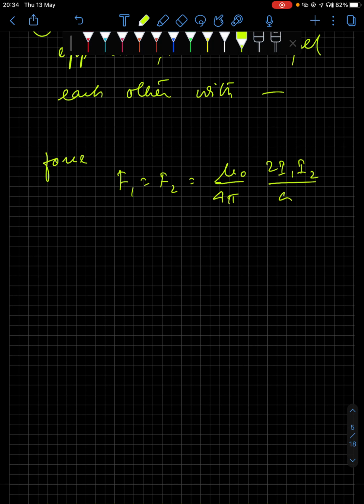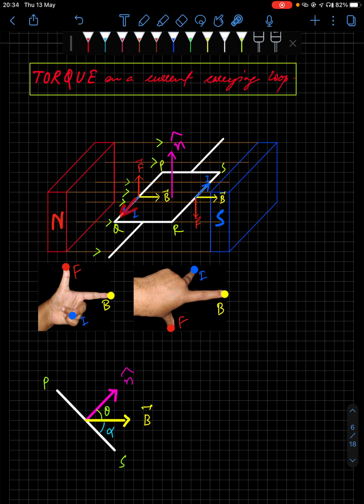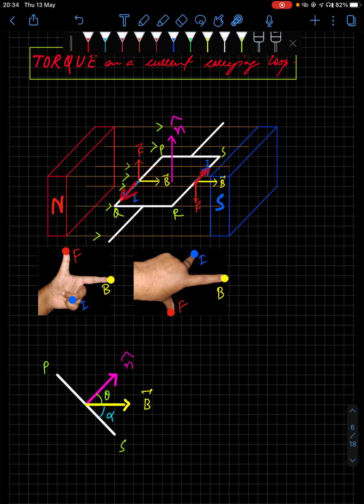Okay. So our next topic is torque acting on a current carrying loop. Now we consider a loop here. PQRS is a loop, right? And you see that the current is carried in the anti-clockwise direction. The blue arrows are showing you the direction of the current in the loop. And these are the north pole and south pole, the magnetic poles, in between which you have placed this current carrying loop. So the magnetic field direction is from left to right. B is represented in yellow, and the current direction is represented by blue arrows.